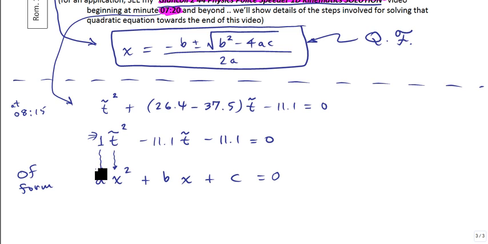So the a is the 1, the b here is the minus 11.1.